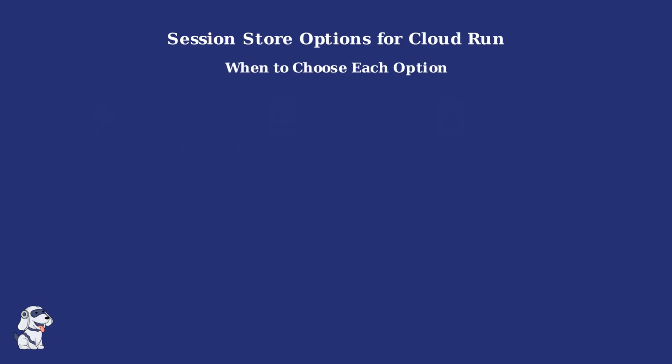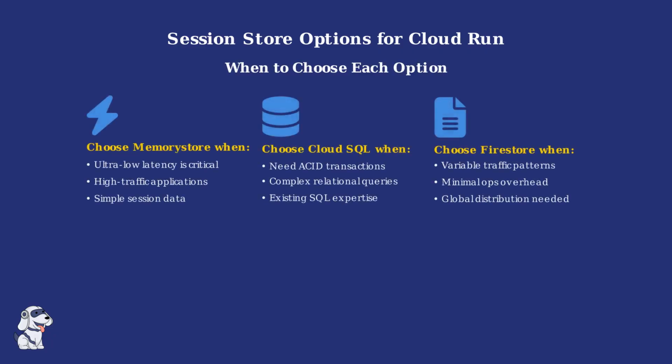Here's when to choose each option. Pick Memory Store for high-performance applications where every millisecond counts. Choose Cloud SQL when you need complex queries and ACID transactions. Select Firestore for applications with unpredictable traffic that need minimal operational overhead.